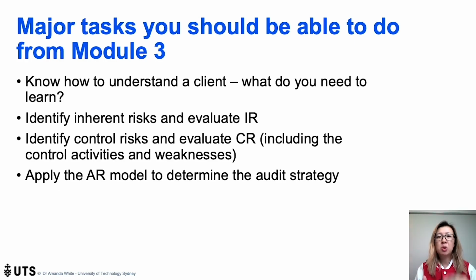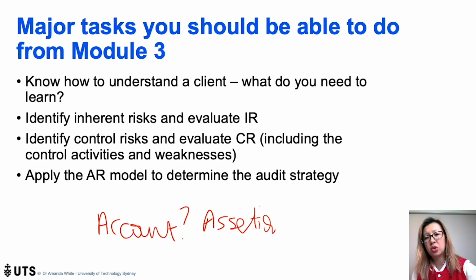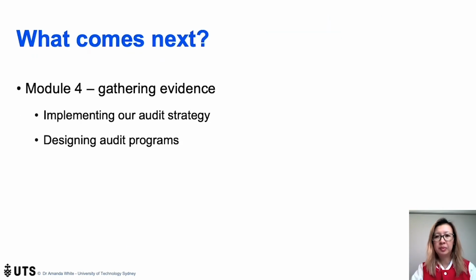Remember that with our risks, we also need to be able to link them back to, specifically, can you link it back to an account, and can you link it back to an assertion? What is the potential misstatement? Where is the error? What is something that can go wrong?